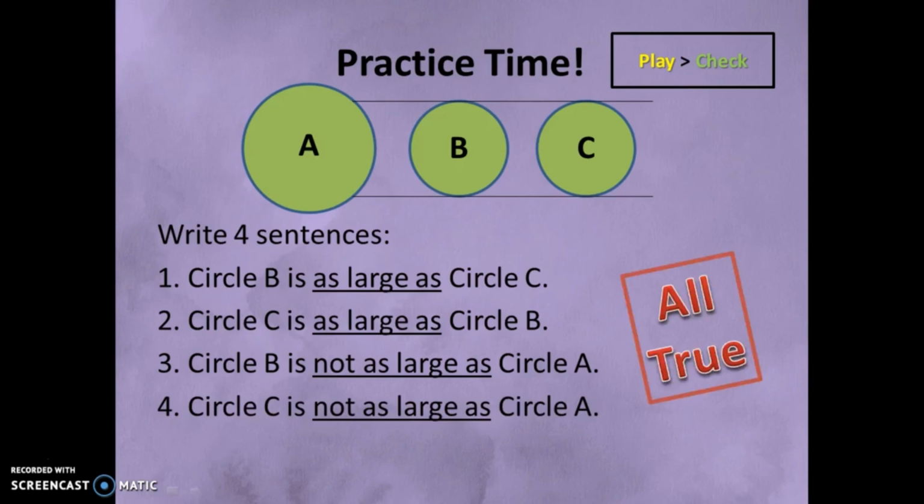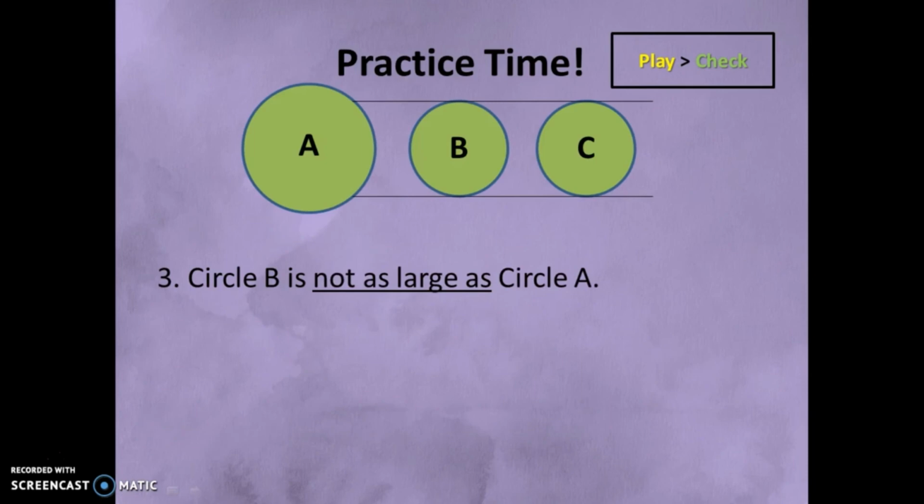So if we look again, all of these sentences are true. With these first 2 sentences and the second 2 sentences, we do have a difference though. So in the first 2 sentences, they're using a positive comparison because they're the same, and it doesn't matter which circle we put first. But in our second 2 sentences, we're using a negative comparison, so we need to be careful.